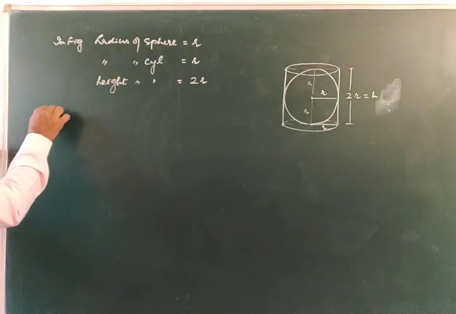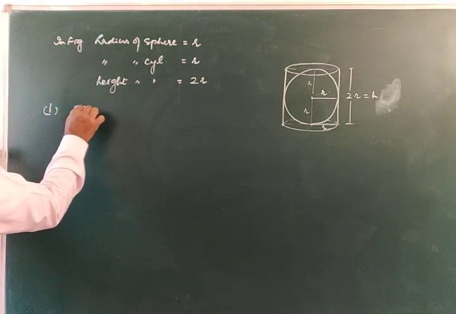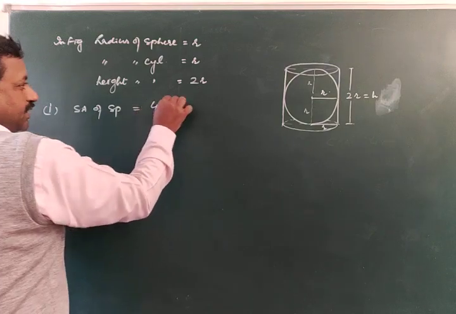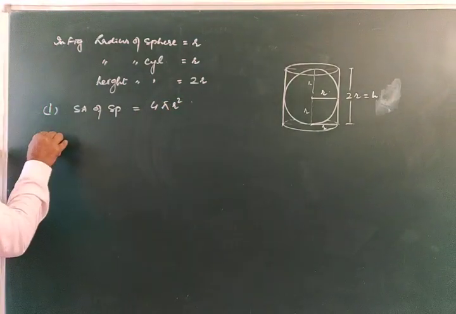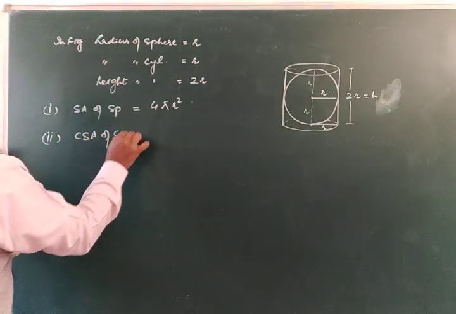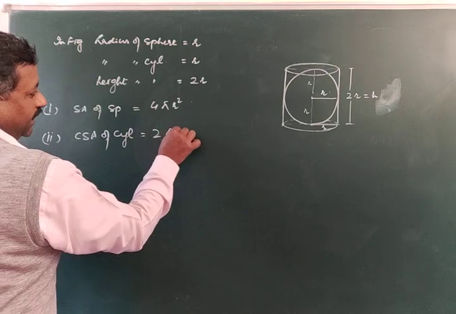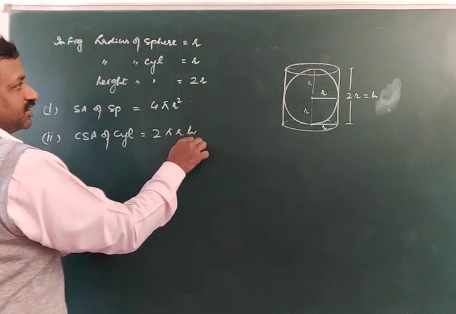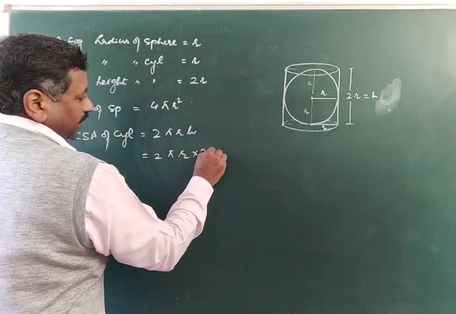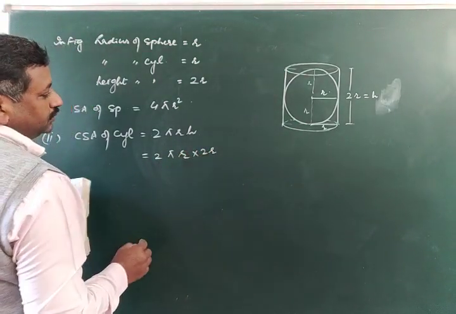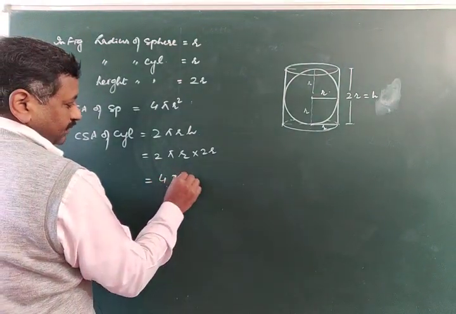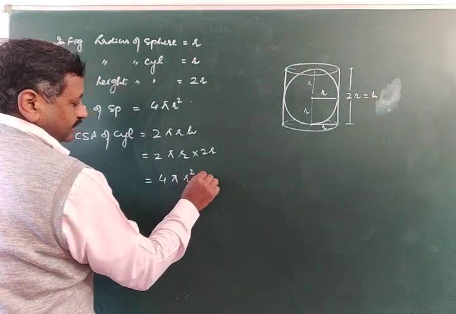So first part, surface area of sphere, that is 4 pi r square. Second part, CSA of cylinder, that is 2 pi rh. Replace h by 2r, 2 pi r into 2r. So 2 into 2 is 4, pi r into r, r square.